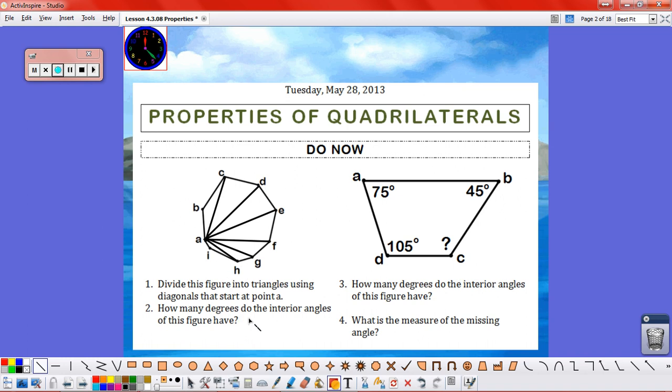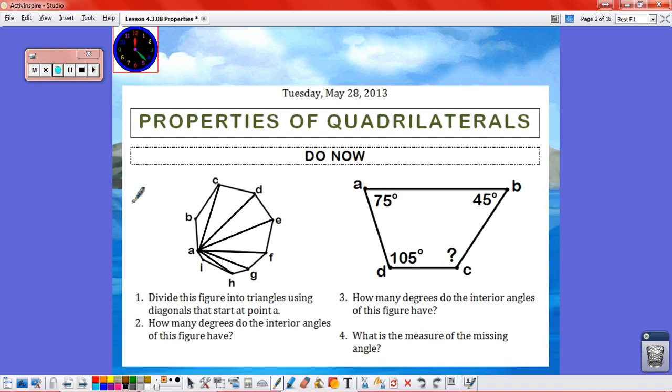Alright, so how many degrees do the interior angles of this figure have? Well, there are 1, 2, 3, 4, 5, 6, 7 triangles. So 180 for each triangle times 7 triangles is 1,260 degrees total.